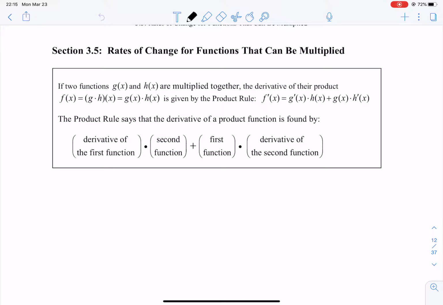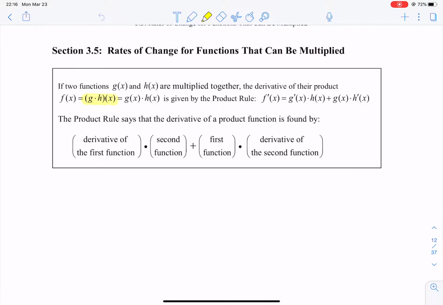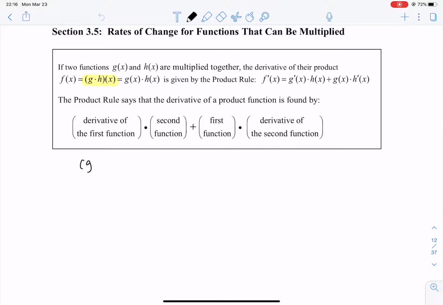First, if we are given two functions, g of x and h of x, and we multiply them together, pay attention to the function notation. This one is the function multiplication: f of x equals g of x multiplied by h of x. Here, this is a dot, and a dot means multiplication. This is just g of x multiplied by h of x.